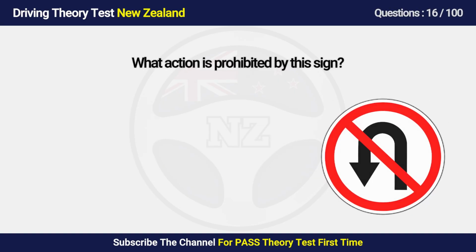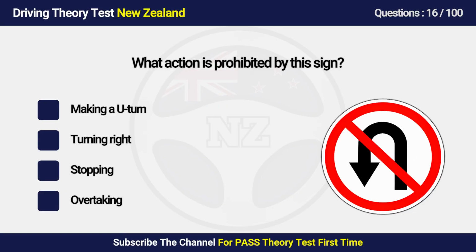Question 16. What action is prohibited by this sign? A. Making a U-turn. B. Turning right. C. Stopping. D. Overtaking.